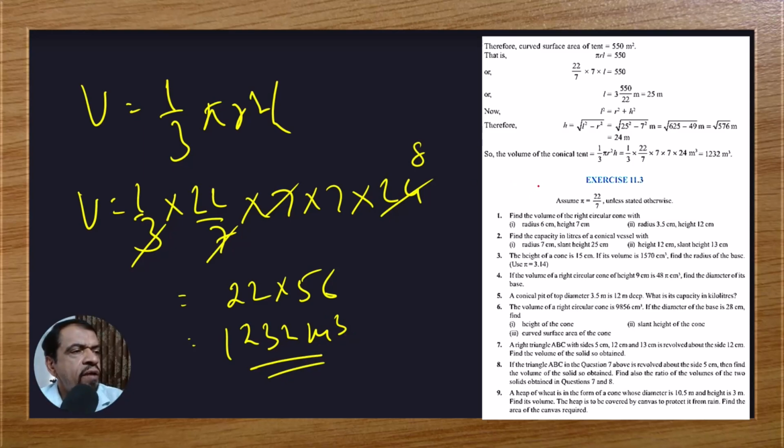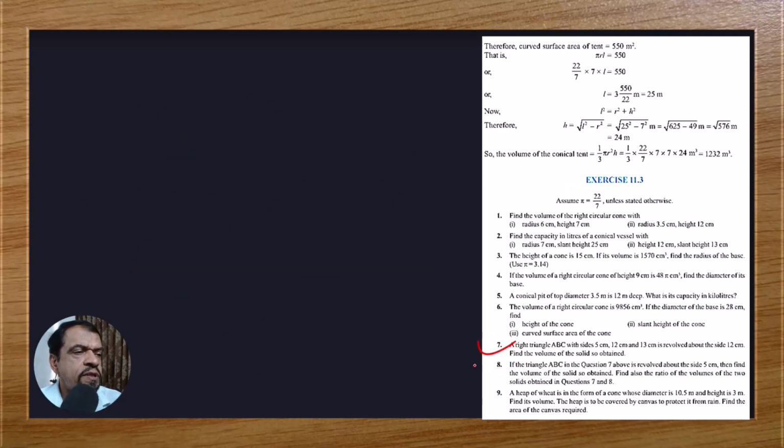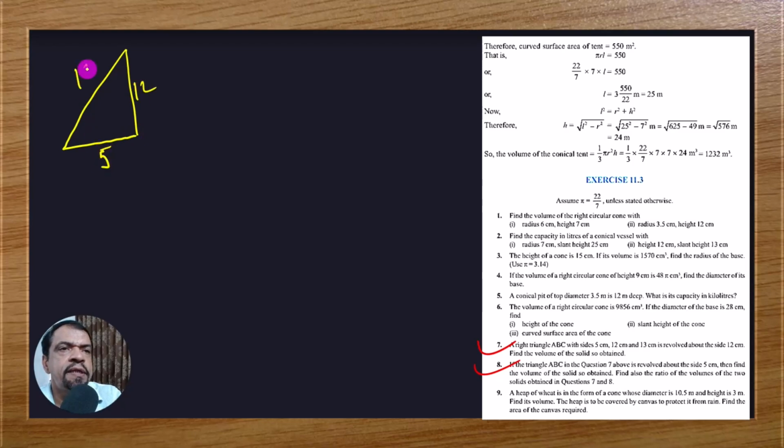Now exercise 11.3, all question solutions I have already uploaded. In this exercise, the 7th and 8th questions are very, very important. So students, let us explore questions 7 and 8. In question 7 it is said that a right angle triangle of sides 5, 12 and 13 is revolved along the side 12. Revolve means like this. So it is assumed that a right circular cone will be formed after this revolution.